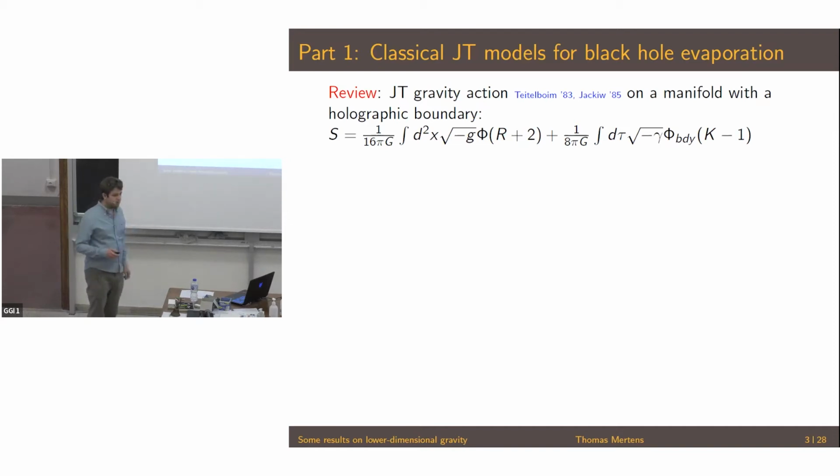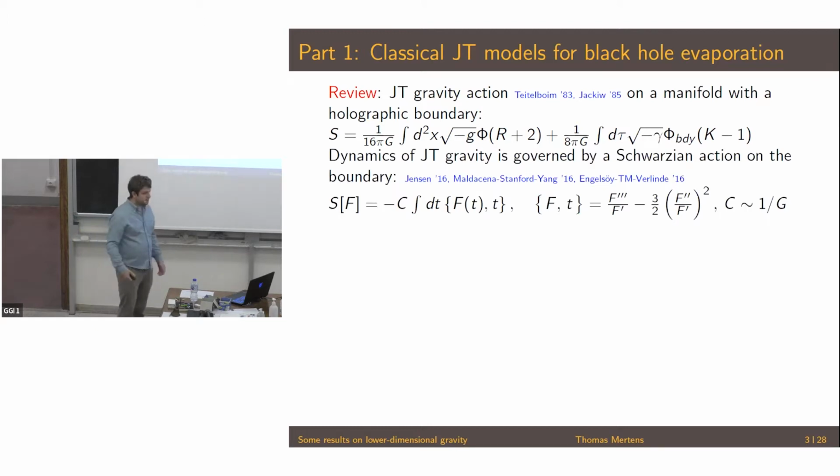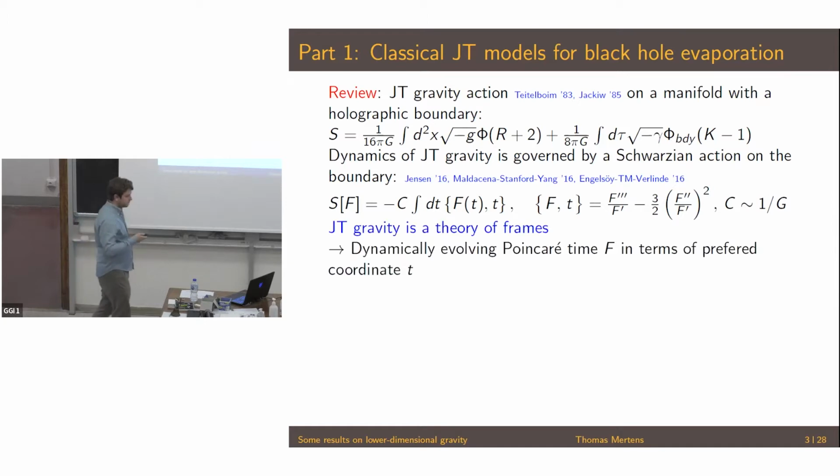So first, a quick review. The JT gravity action on a manifold with a holographic boundary has this form, as everyone knows. And the dynamics of JT gravity, as has been shown 6 years ago, is governed by a Schwarzian action on the holographic boundary. And here I write the Schwarzian action. This coupling coefficient big C, the Schwarzian coupling coefficient, is inversely proportional to the 2D Newton's constant that appeared here. And just for completeness, I write down the Schwarzian derivative there.